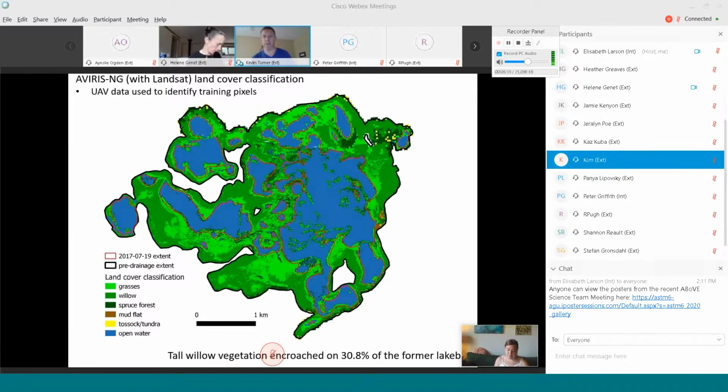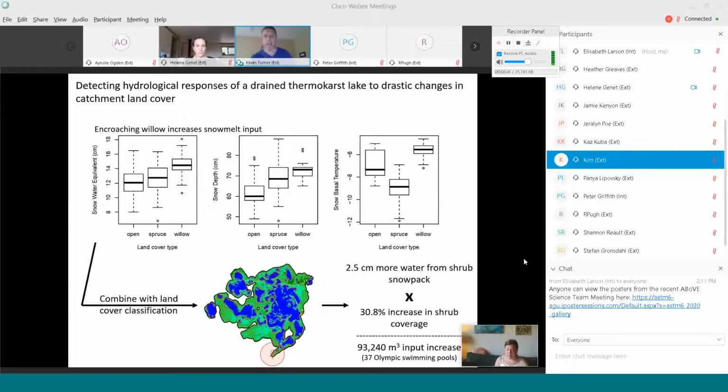So if we take that data, the 30%, and some snow data, which tells us that willow on average gets about 2.5 centimeters more snow water in it than open land cover, which it would have been if it was a lake, we apply those two together, and we're getting for 2017 93,000 cubic meters more water into the lake. What does that mean? Well, if you can relate it to swimming pools, that's 37 Olympic swimming pools. The point is, there's more input getting into the lake because of the vegetation.